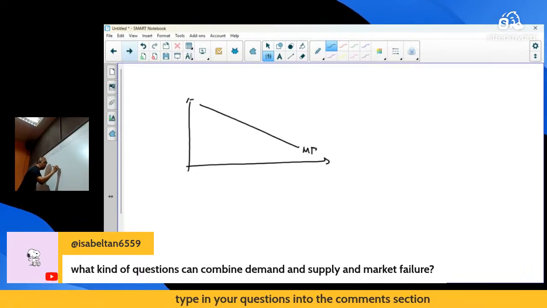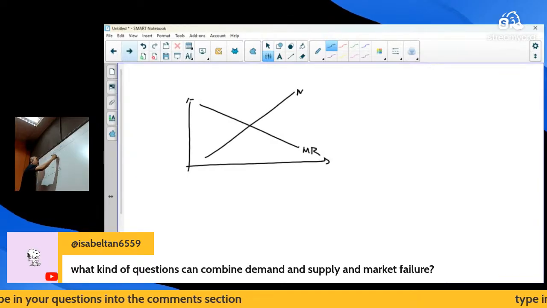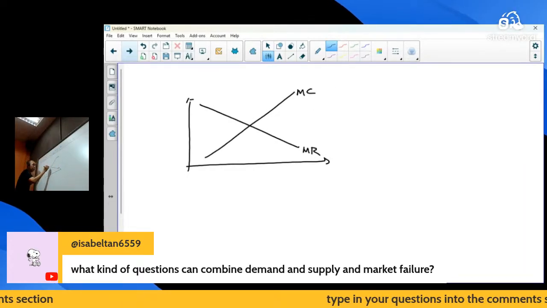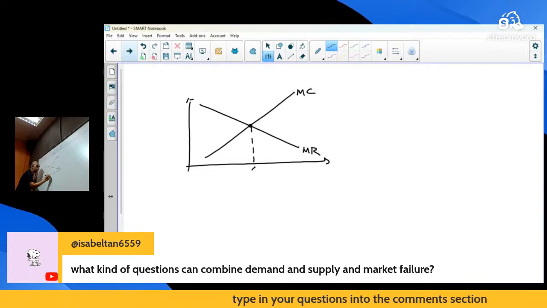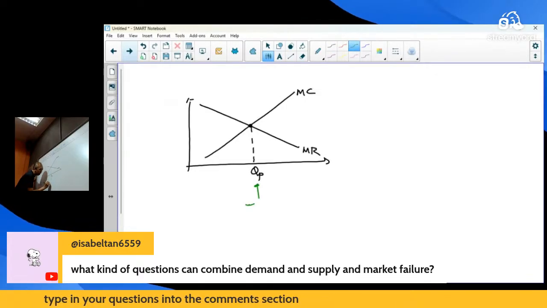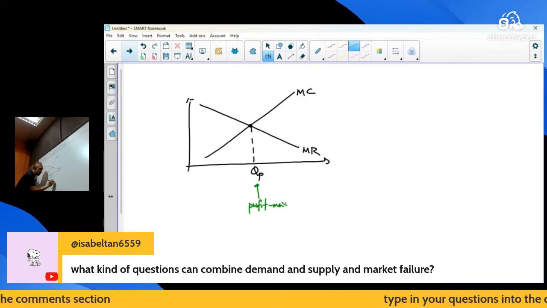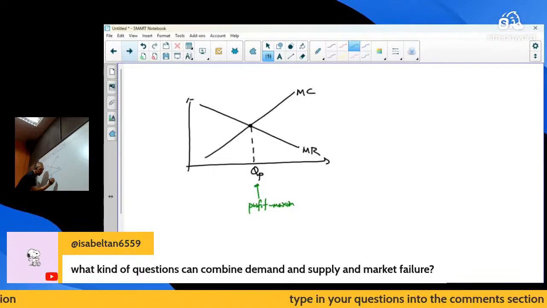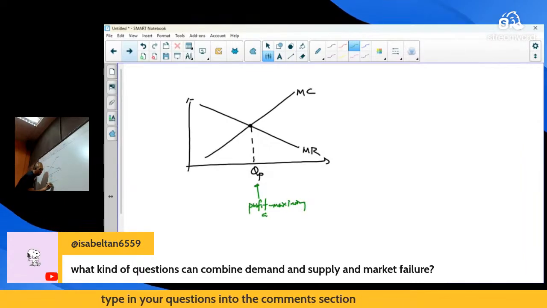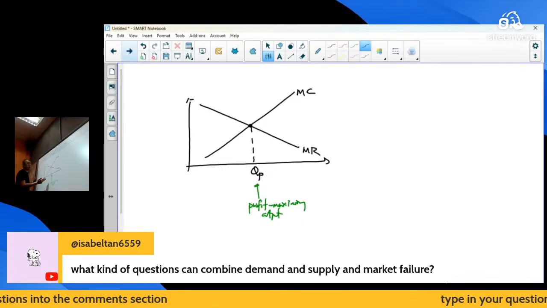So the marginal private benefit of the producer is the marginal revenue. The marginal private cost to the producer is the marginal cost of production. According to the marginalist principle, the producers will produce at this QP. This QP is known as your profit maximizing output. So based on the marginalist principle, we can claim that this is a profit maximizing output.